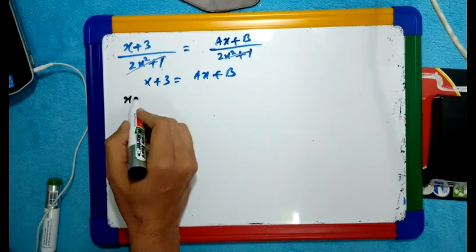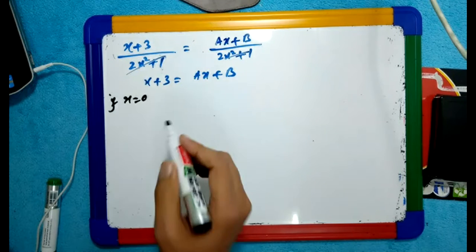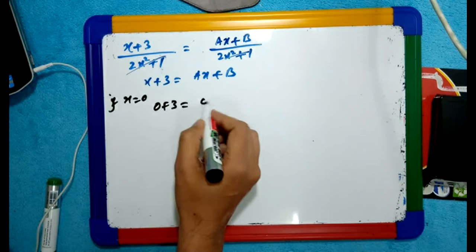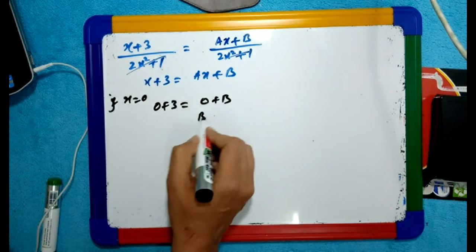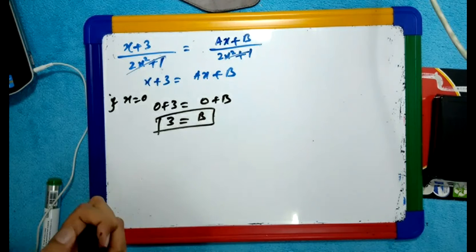You are right, x equal to 0. If you put x equal to 0, then 0 plus 3 equal to 0 plus b. So b equal to 3. Got it? Now next thing.